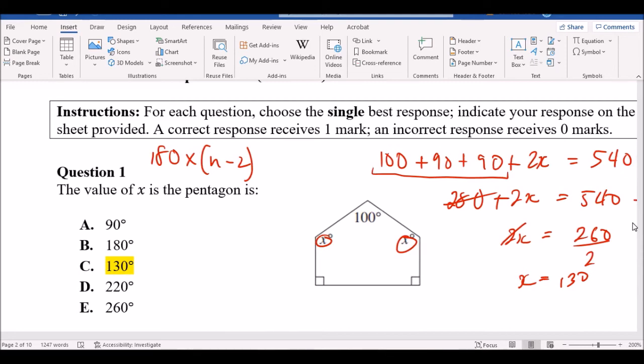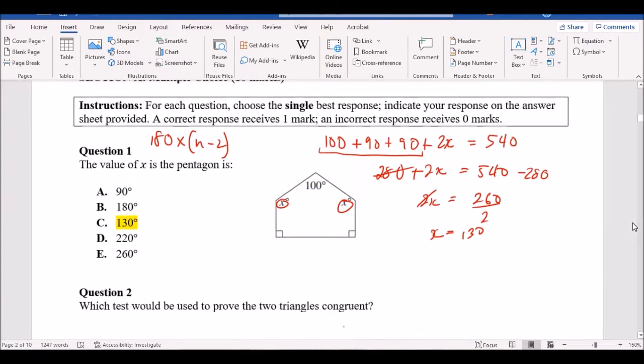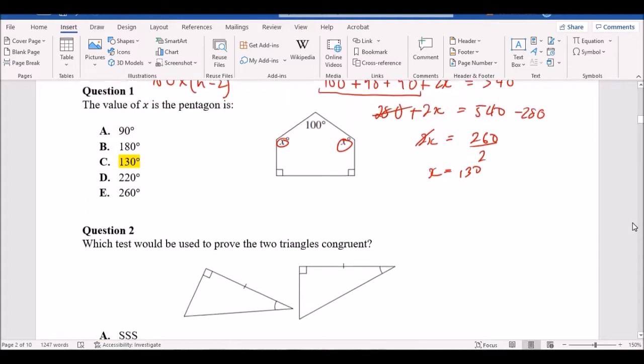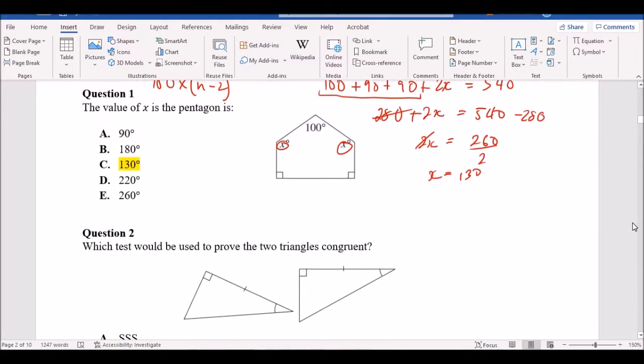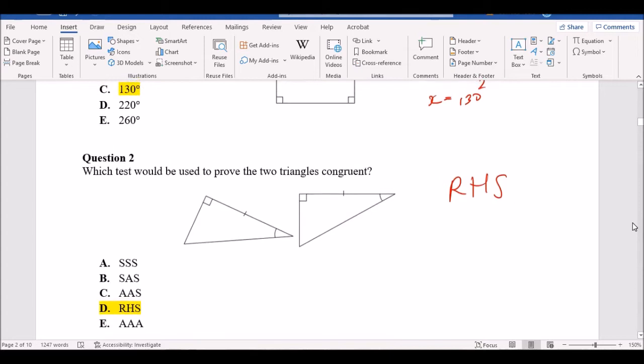Okay, I'm going to zoom out a bit in case you're copying that. So let's just go through the second question. It says, which test can we use to prove that these are congruent? Remember, I did mention this before. Whenever you see a right angle, always assume that it's going to be RHS, because there's already a right angle in there. That means you're going to have at least the right angle and one side, and it should be the hypotenuse. In this case, it is the case here.